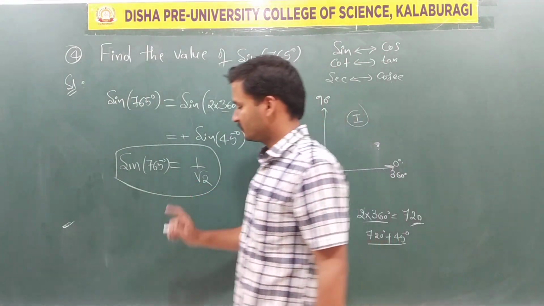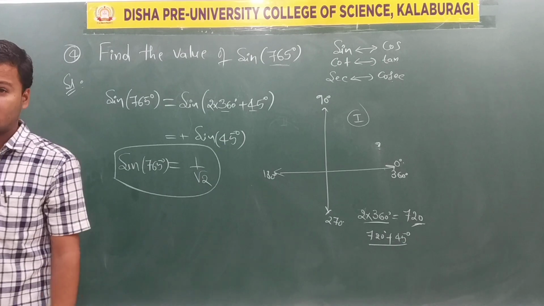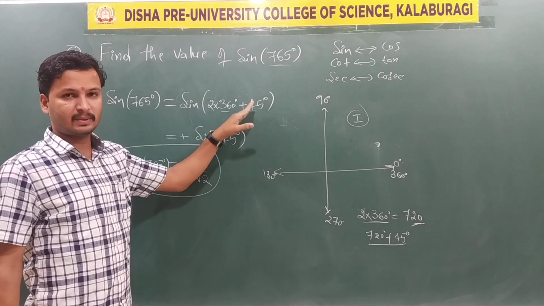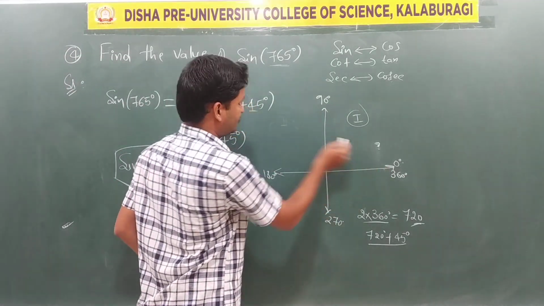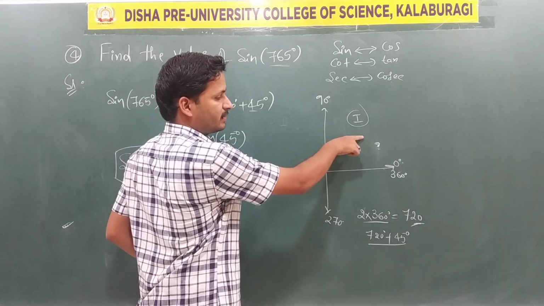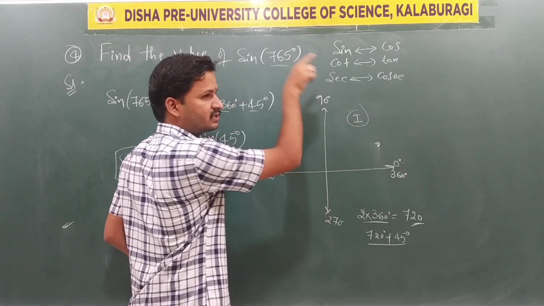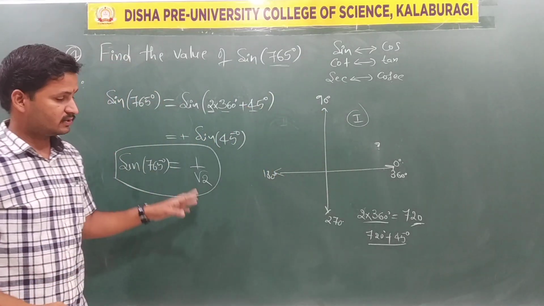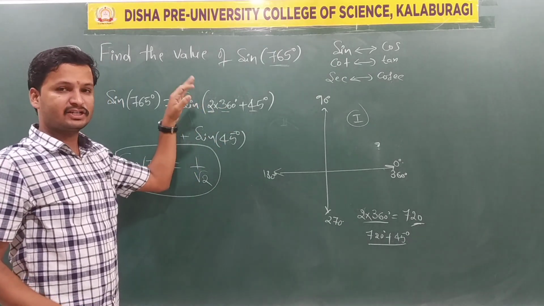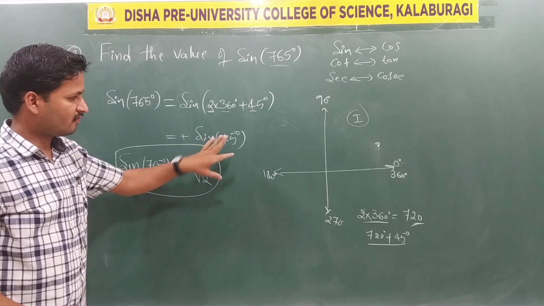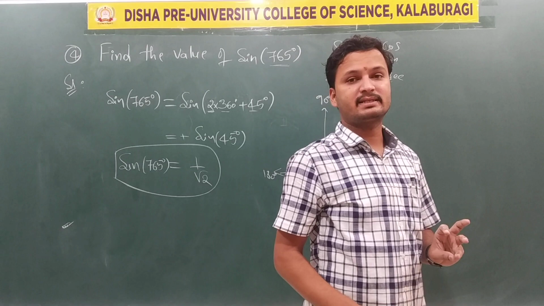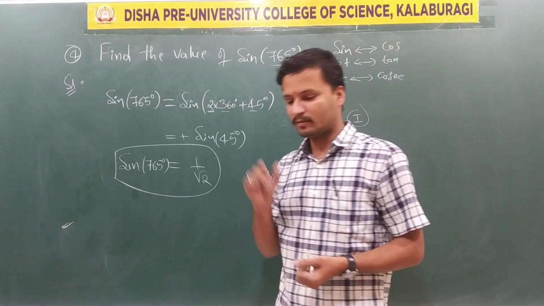So sine of 765 degree, 765 can be written as 2 times of 360 plus theta. Just see, 360 plus theta lies in the first quadrant. In first quadrant sine function is positive, so take plus sign. 360 degree is there, so keep the sine ratio as it is. Sine 45 degree value is 1 by root 2. So the sine of 765 degree is equal to 1 by root 2.